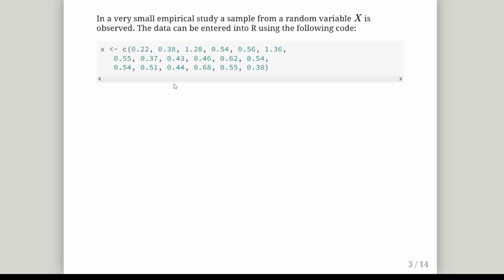In a very small empirical study, a sample from a random variable x is observed. The data can be entered into R using the following code. So we have, I think, 18 values there, 18 observations from this random variable x.